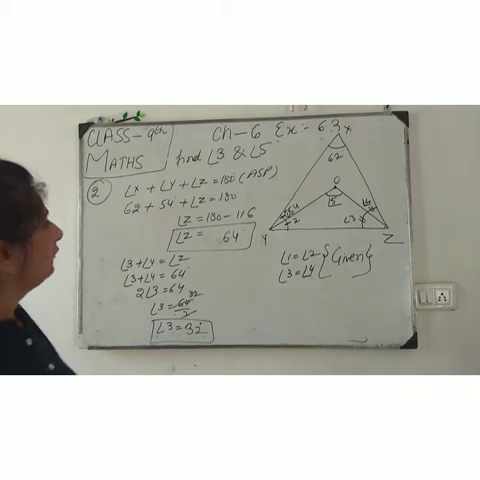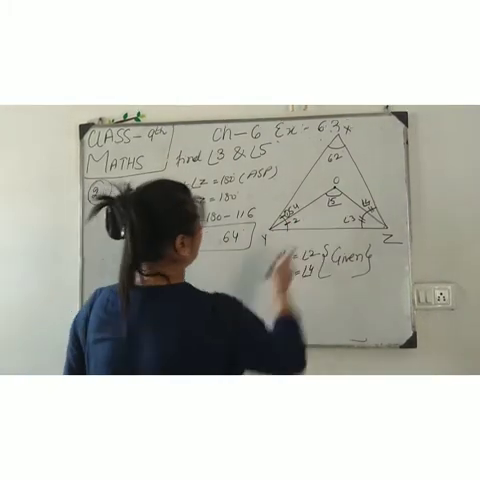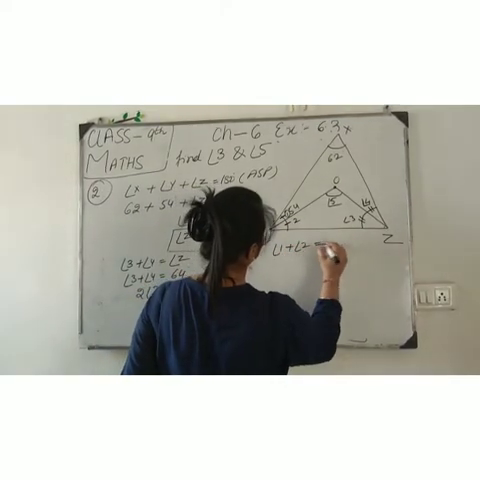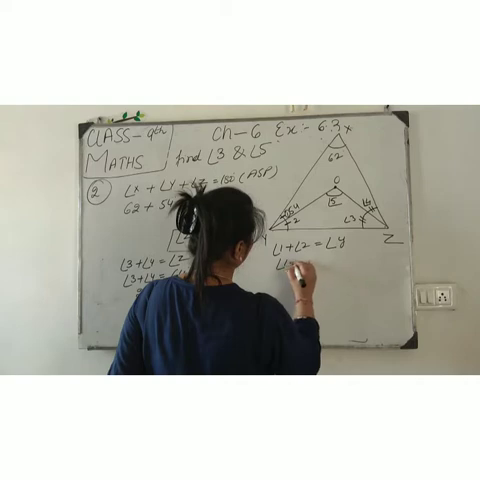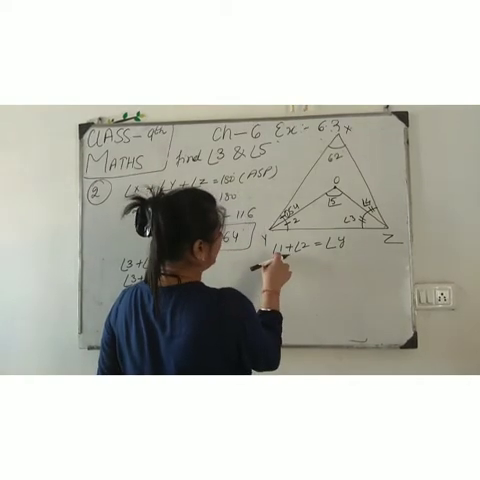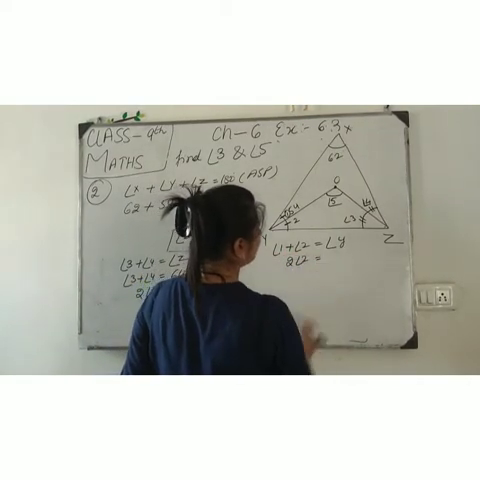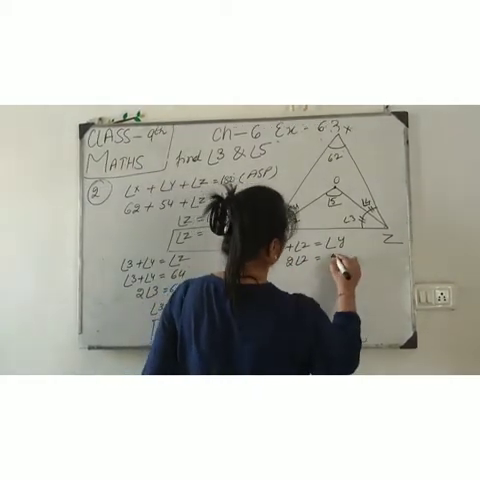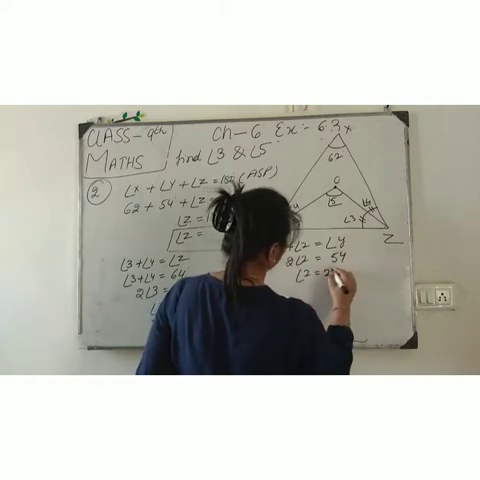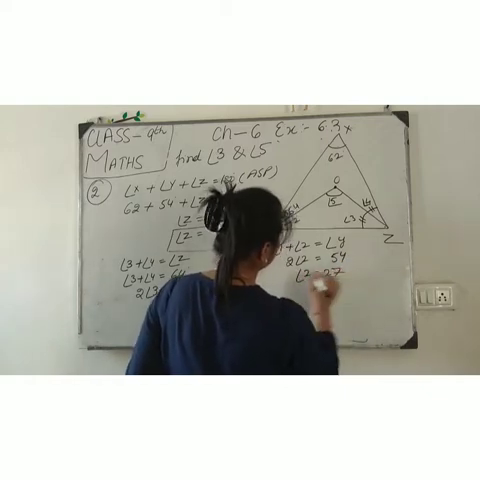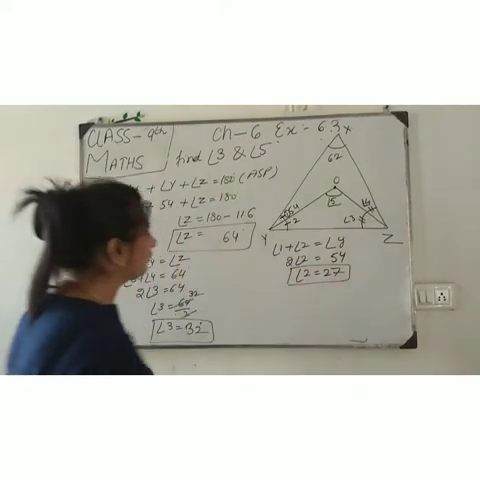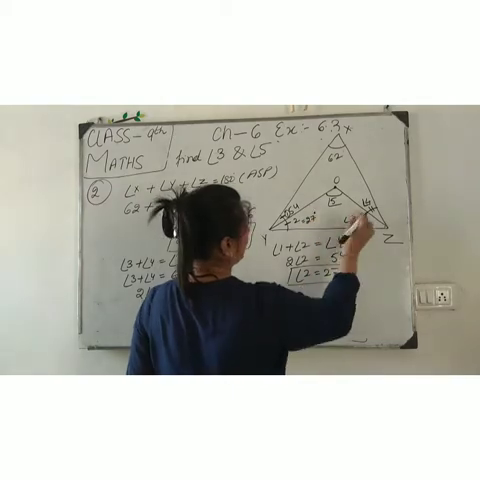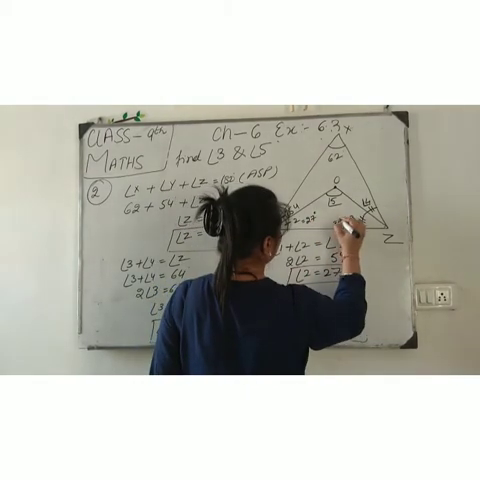After that, we find the value of angle 5. Just wait a minute. Angle 1 plus angle 2 equal to Y. Instead of angle 1, I write angle 2, because angle 2 plus angle 2 is 2 angle 2. And the value of angle Y is 54, so angle 2 equal to 27. Am I right? So the value of angle 2 is equal to 27 degree. Value of angle 3 equal to 32 degree.